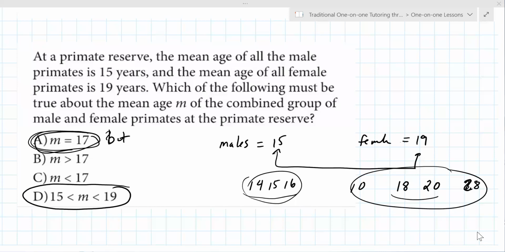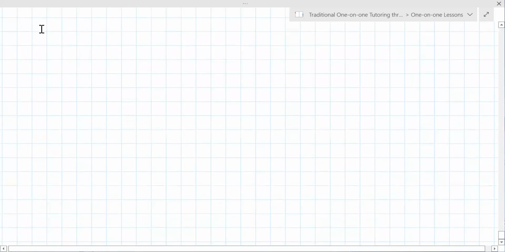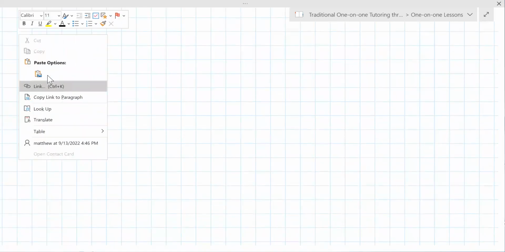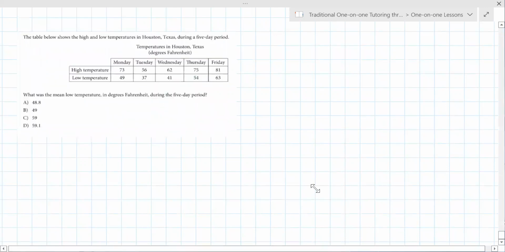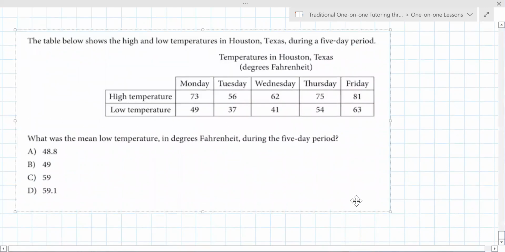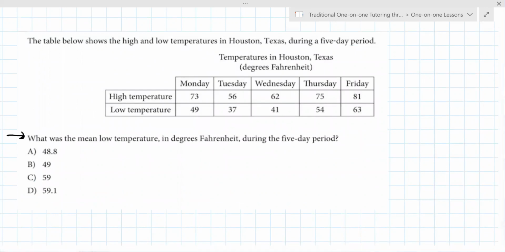All right, now the next question here. What I want you to do first, and really think about this rather than staring at the table, is read the question, or the thing it asks you to do, out loud for us. Start right there. What was the mean low temperature in degrees Fahrenheit during the 5-day period?